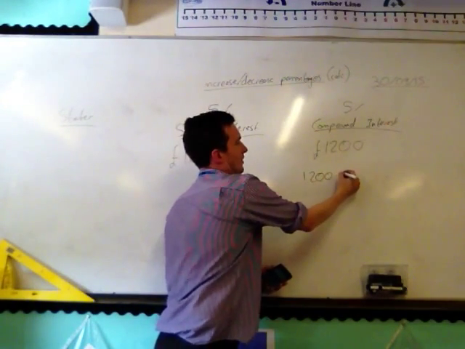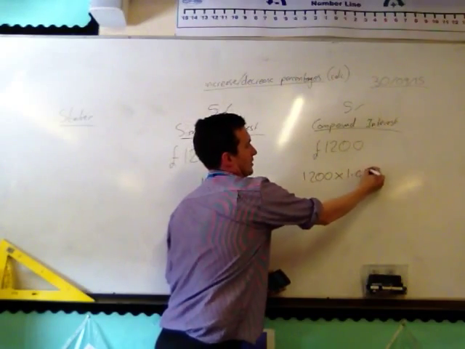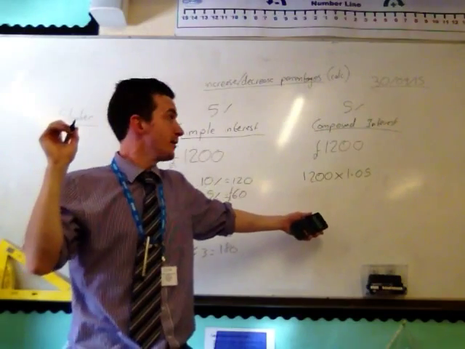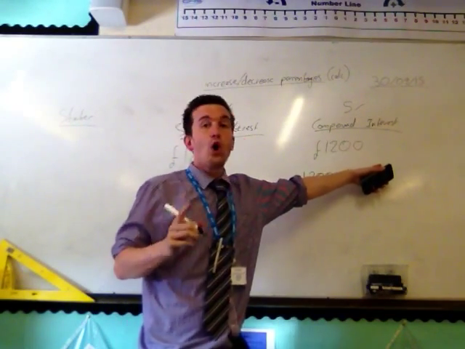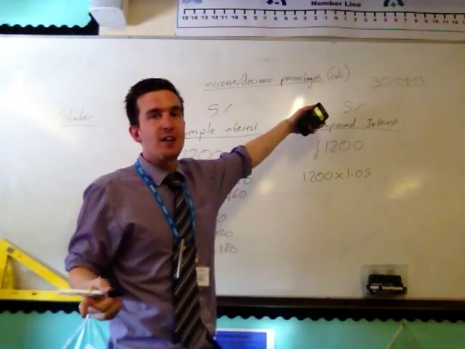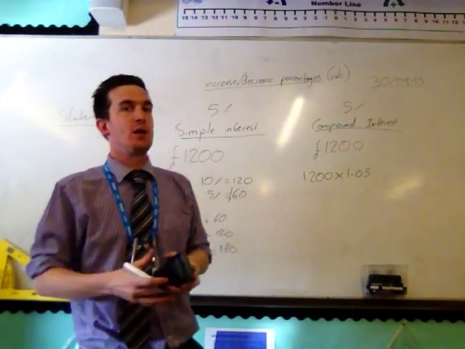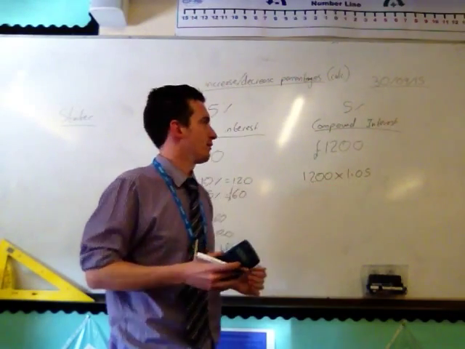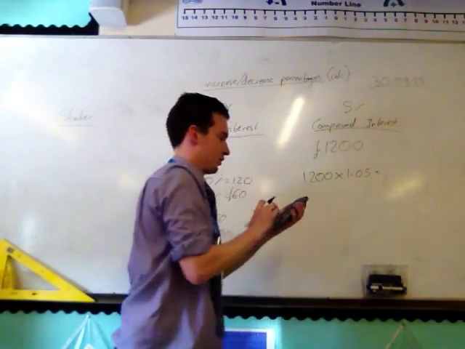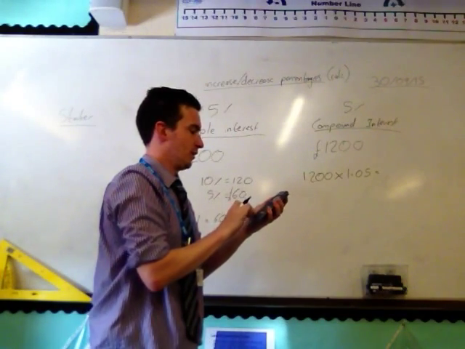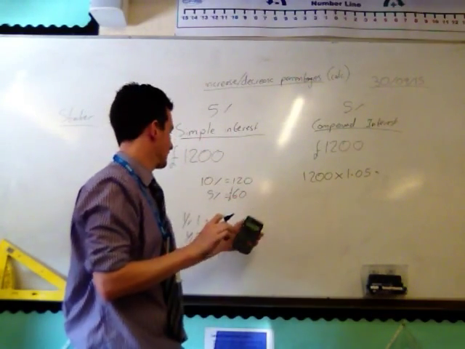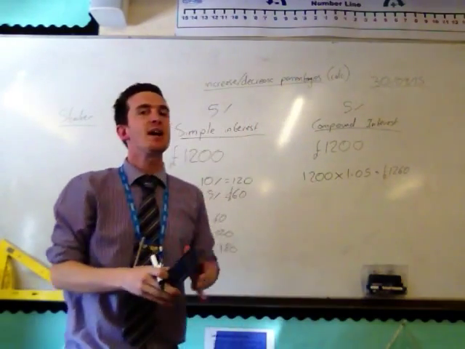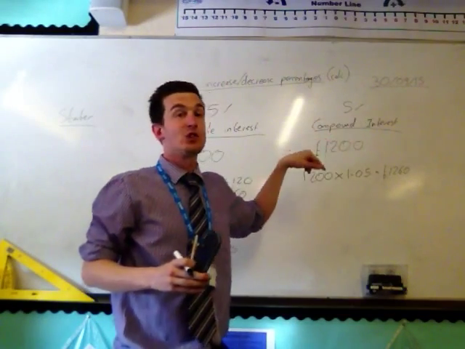1,200 times by 1.05. And you might think, where does that 1.05 come from? Well, let's think back to what we just did. 100% add 5% is 105%. I've turned it into my multiplier by dividing by 100, 1.05. So that gives me an amount. Hopefully it'll give me the amount plus £60, which it does. 1,260.